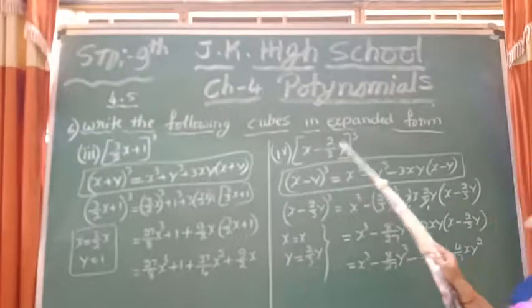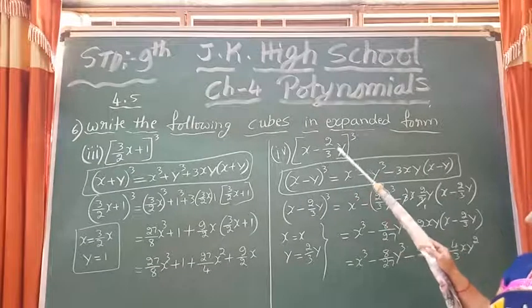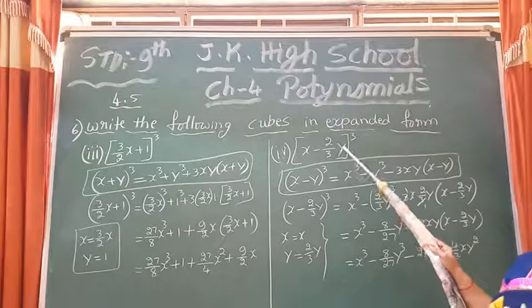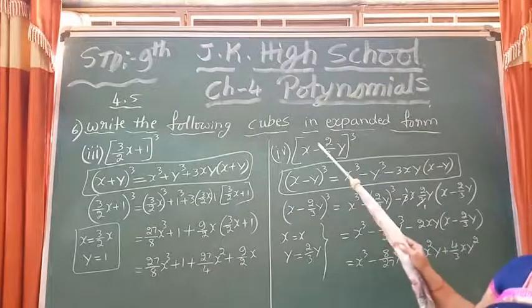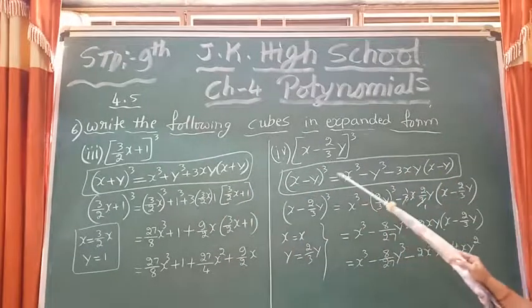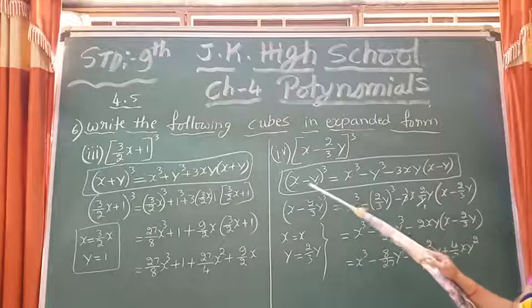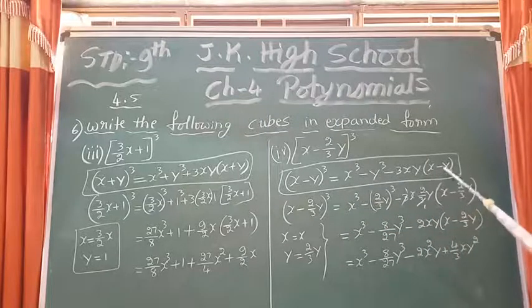And in the same way, the fourth question is there, but the sign is minus. Here the second term is in fraction form. So substitute. Minus sign means use the minus identity, and if plus sign is there, use the plus identity. So now minus sign means you have to use this identity: x minus y whole cube is equal to x cube minus y cube minus 3xy into x minus y.